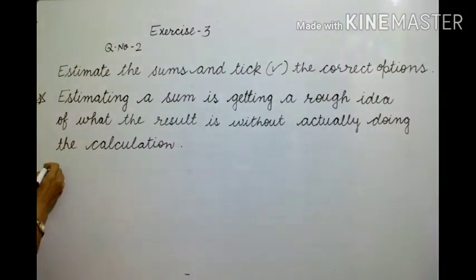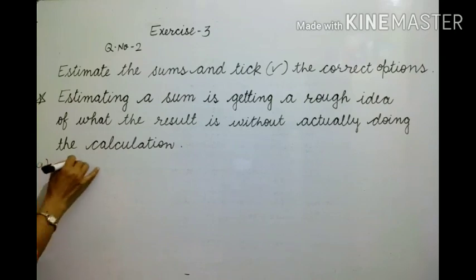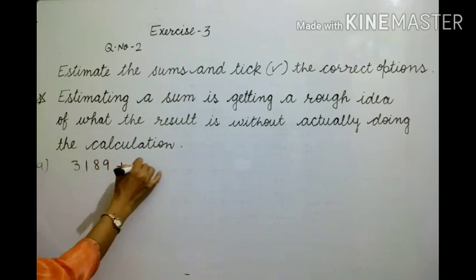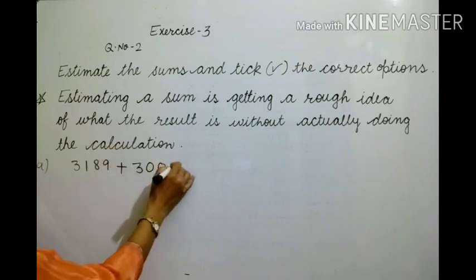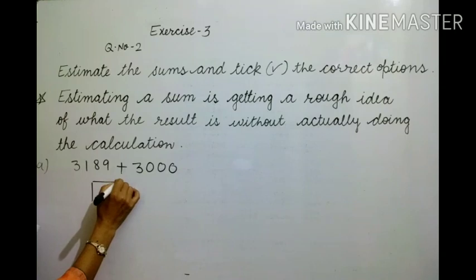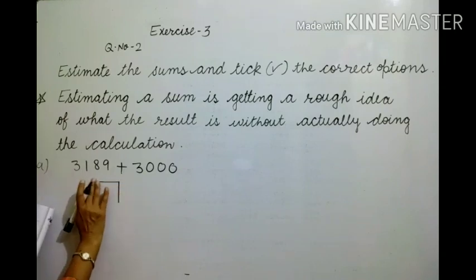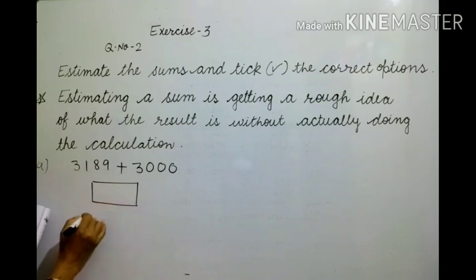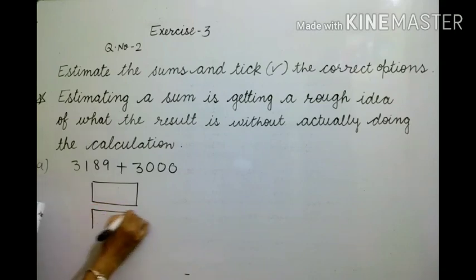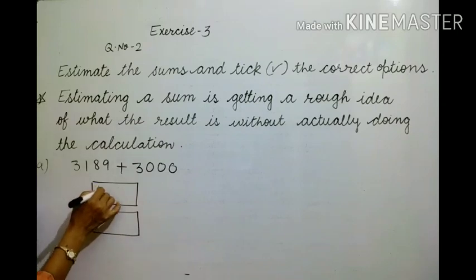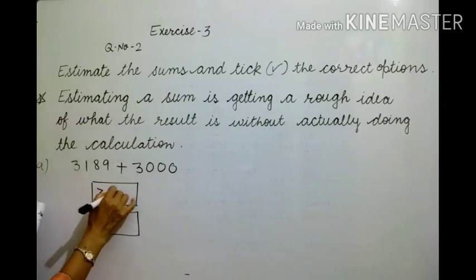What is given in question A part? Two numbers are given to add, and answers are given. Two answers are given, one is wrong and one is right. We have to find the right answer.